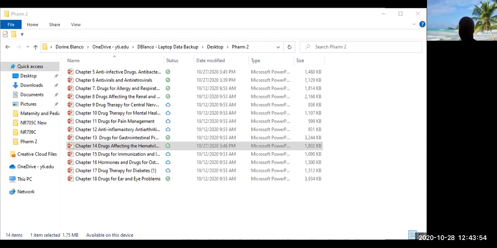Your indirect thrombin inhibitors, again, those are the big ones, like your Lovenox and those drugs that you see here. Okay, so you want to make sure that you're reading the nursing implications for that.